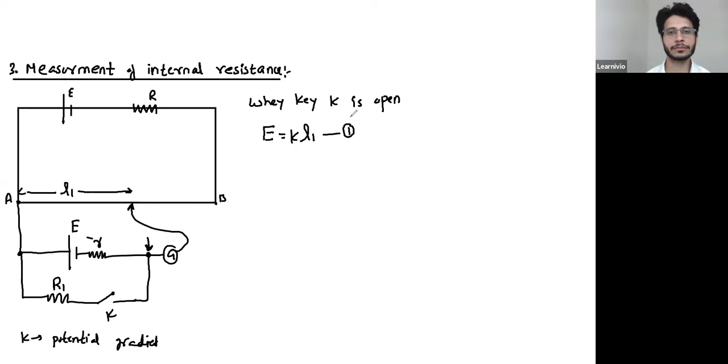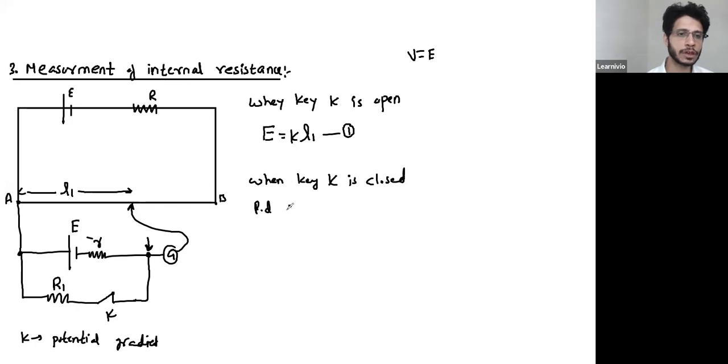But when the key is closed, now if I close this key, tell me, will the potential difference be equal to EMF or will it be equal to the terminal potential difference? Terminal potential difference is equal to EMF only if the key is open. But now your key is closed, so this is equal to the terminal potential difference.